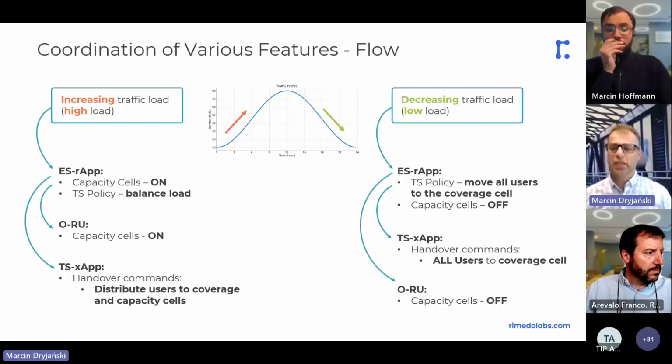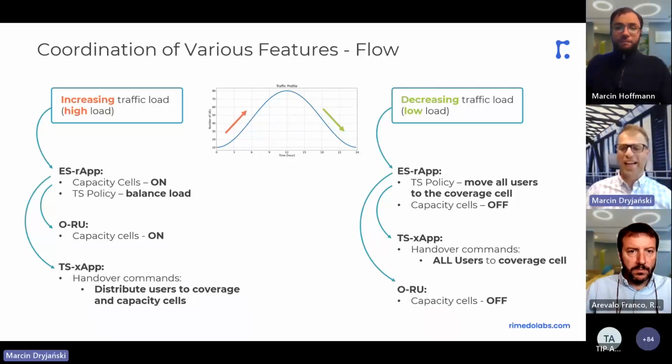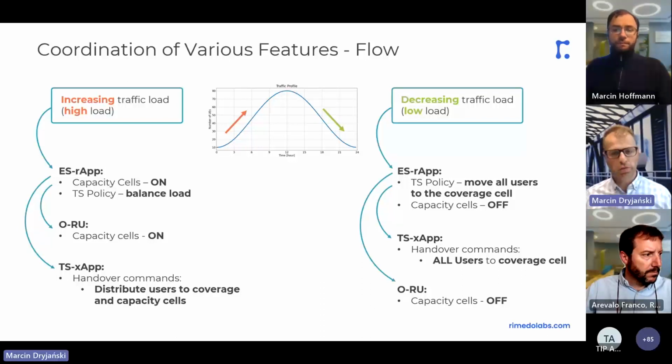But in addition to that, it needs to take into account that the remaining users need to be secured in a sense of assuring quality of service, quality of experience. So it decides, for example, to send the traffic steering policy to the traffic steering xApp so that the handovers will be invoked, and all the users that are connected to the cells that are going to be switched off are moved to the coverage cell. And only then it could order the capacity cells to be switched off.